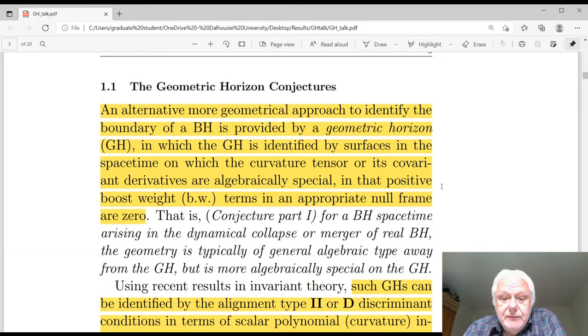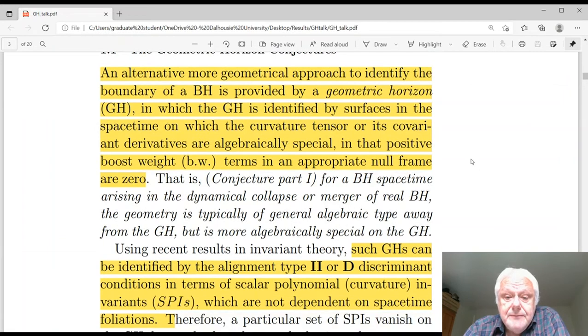Algebraically special in this sense is to do with the fact that there's a null vector with certain algebraic properties, so that the curvature tensor, for example, is algebraically special with respect to something called a boost weight, a choice of null frame. And the condition that there is a horizon is determined by the fact that on these surfaces the algebraic properties of the space-time are more special.